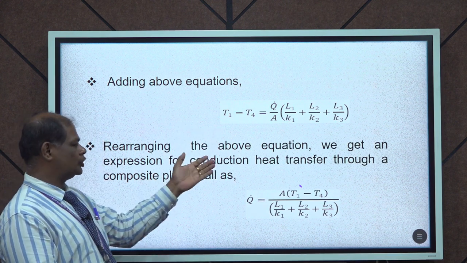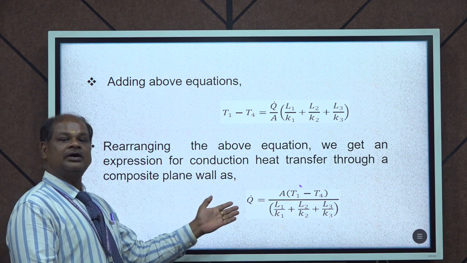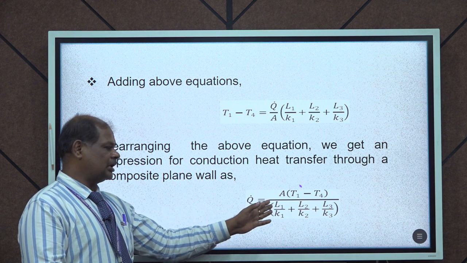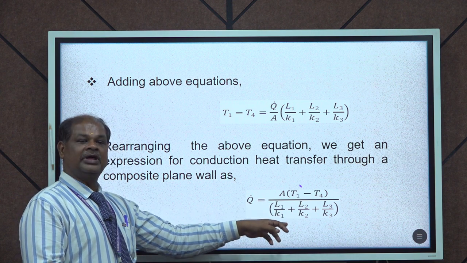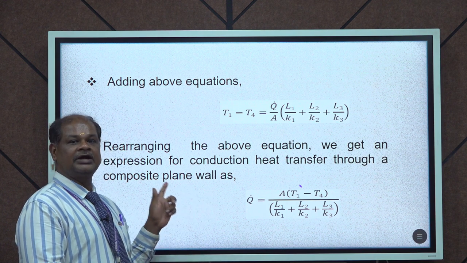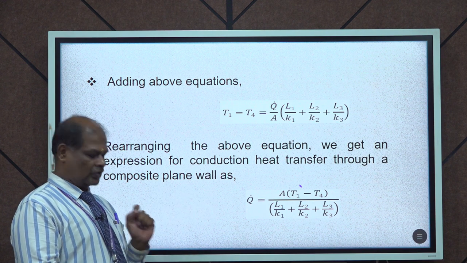Rearranging the above equation, finally we get the rate of heat transfer Q is equal to A into (T1 minus T4) divided by (L1 by K1 plus L2 by K2 plus L3 by K3). This is the rate of heat transfer through the composite wall.